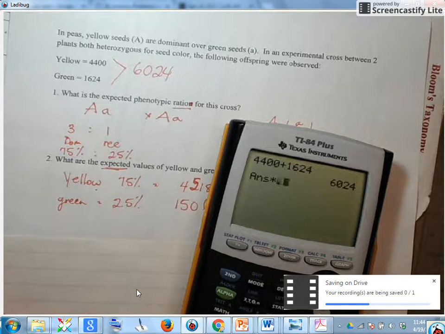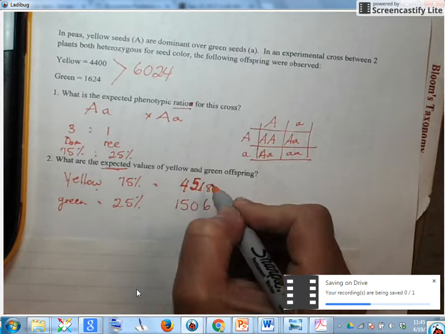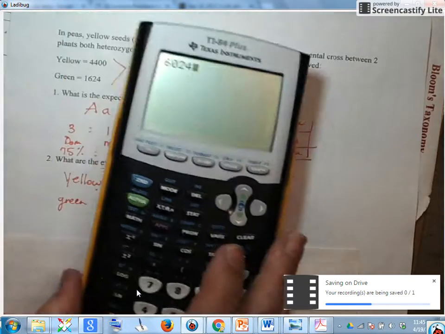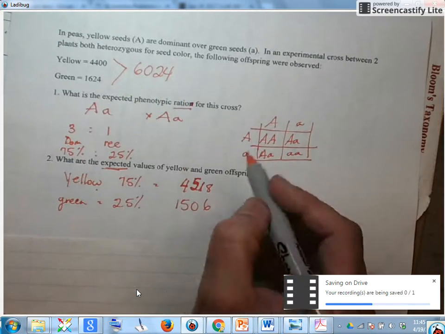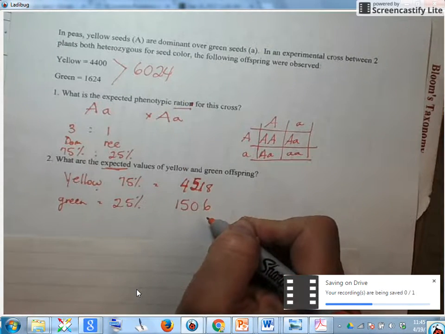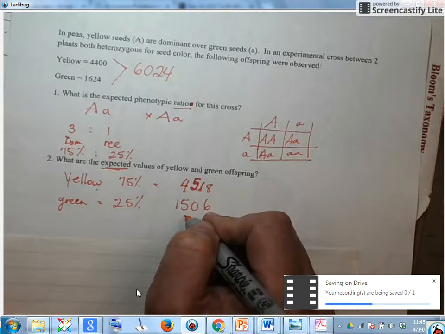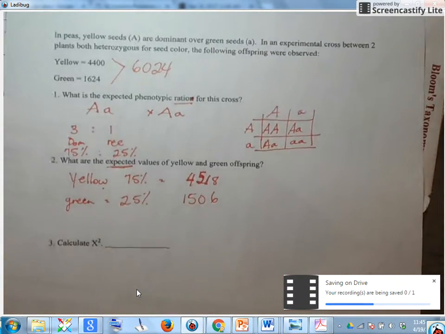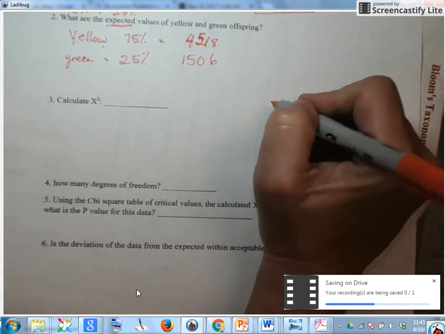So 75% of that is 4,518, and out of 6,024, how much is 25%? 1,506. So in a perfect, absolute perfect world, we would expect 4,518 to be yellow, 1,506 to be green. Now, let's calculate chi-square and see how good our data is.